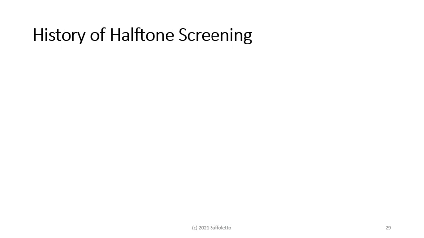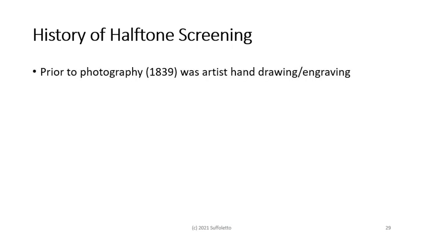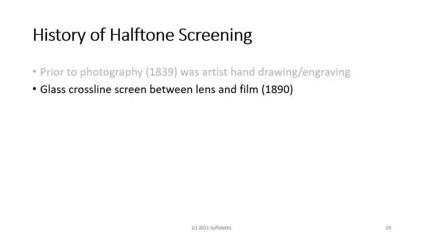And some basic history on halftone screening. You know, prior to photography, 1839, you couldn't print a halftone. Everything was a line engraving, either in wood or metal. So an artist had to carve or engrave or draw the illustration to look like a photograph. Then, when photography was invented, we could use a glass cross-line screen. This was between the lens and the film.